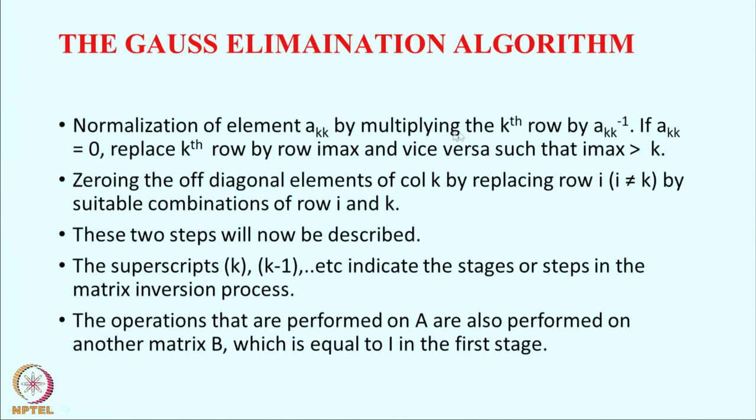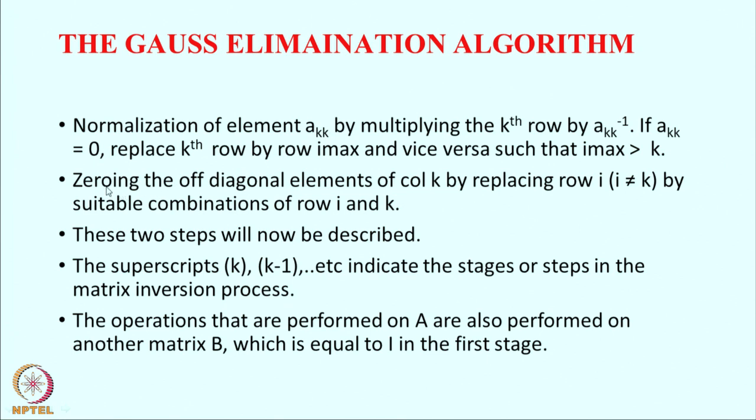It may so happen that this AKK is 0. So, if AKK is 0, I cannot divide by 0. So, what do I do in that case? I exchange the kth row with some other row, such that I replace my kth row by another row which has the maximum element in that particular column. Such a row will, of course, have index greater than k. So, I exchange 2 rows if that AKK is 0. So, the first part is normalizing that particular row, the kth row.